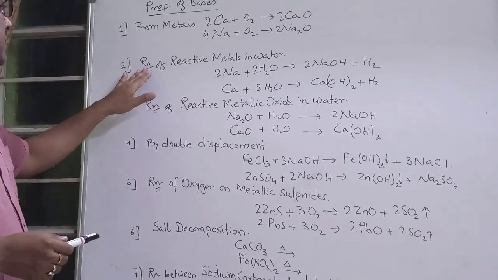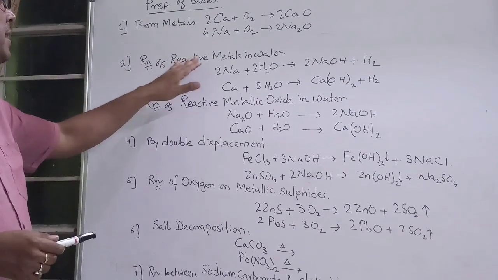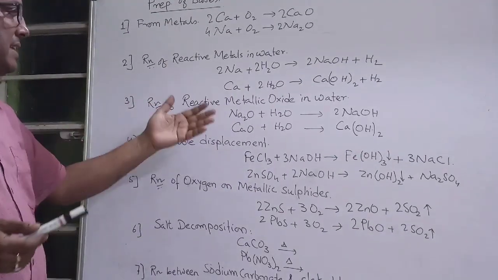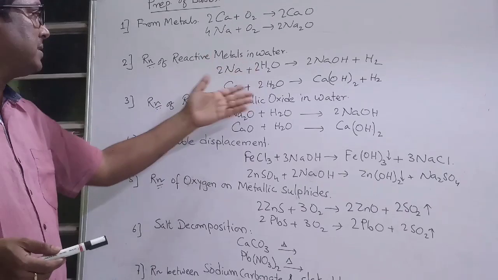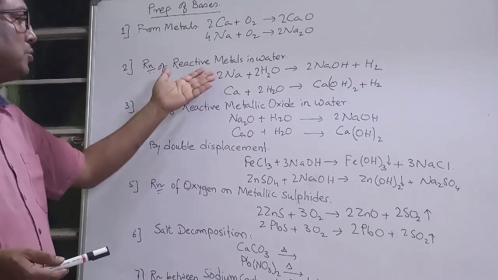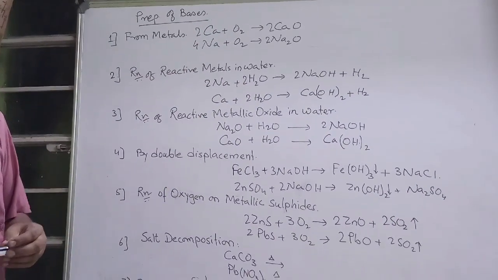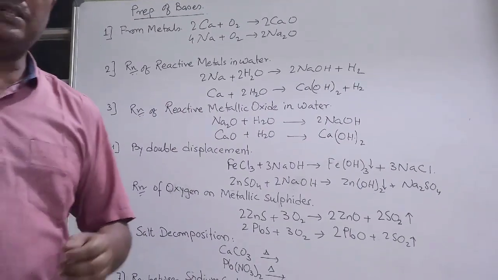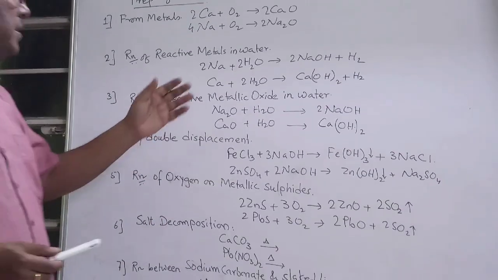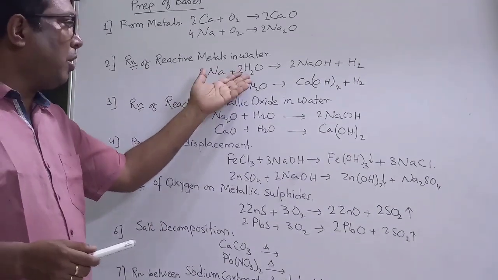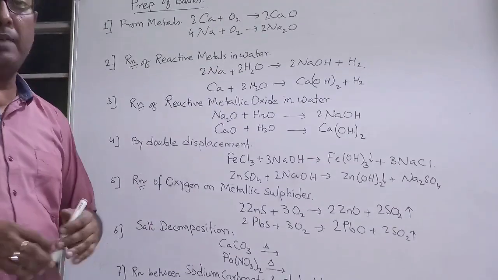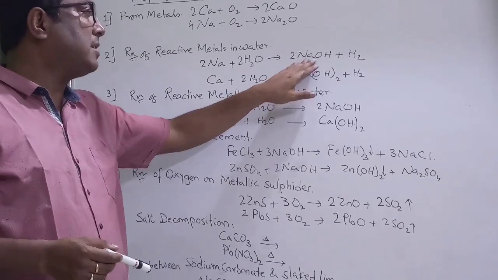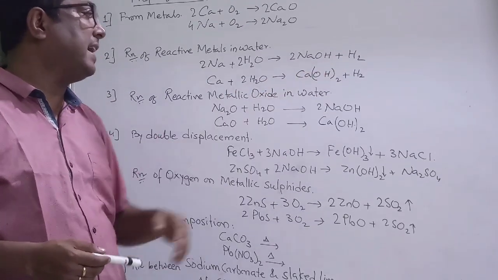Now let us go for the next part, the reaction between the reactive metals and water. Sodium, calcium, potassium react with water. Remember, if you take sodium and potassium, cold water will work, and if you take calcium, hot or warm water will do the best. Otherwise, if you take hot or very warm water, in the case of sodium, the reaction will be violent. So it is going to produce sodium hydroxide and hydrogen, and calcium hydroxide and hydrogen.